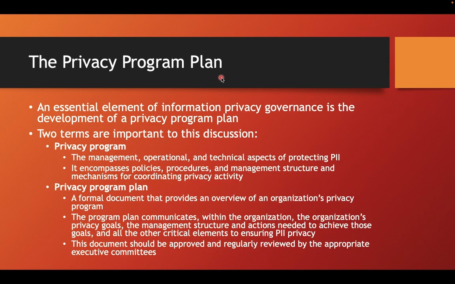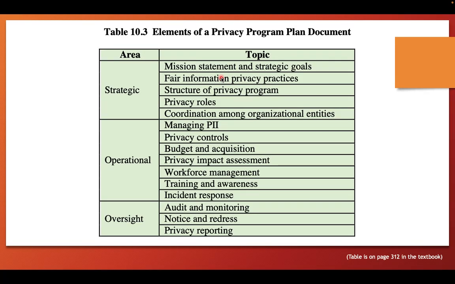Now, two terms are important to this discussion when we talk about the privacy program plan. Number one is the privacy program itself. Number two is the privacy program plan itself. Privacy program is the management and operational technical aspect of protecting personally identifiable information, right? It also encompasses the policies, the procedures, and the management structure and mechanism for coordinating privacy activity in the enterprise network. Then the privacy program plan is a formal document, just a document, okay? A formal document that provides an overview of the organizational privacy program. That's it, okay? Now let's move on quickly.